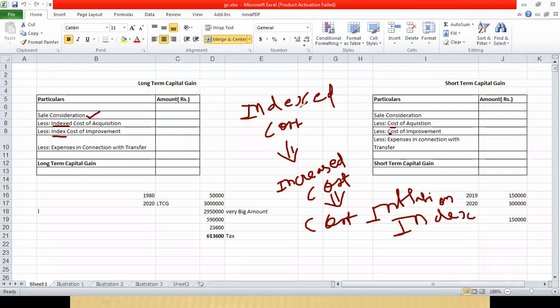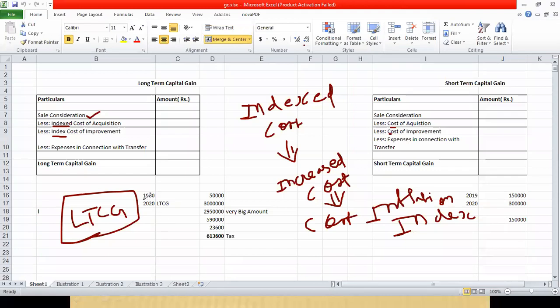So this benefit will be available only for long-term capital gain, not for short-term capital gain. You should write and keep: indexation benefit is available only for long-term capital gain, not for short-term capital gain. Now, what is the concept of indexation? Let us understand. Long-term capital gain, you know, arises if you are holding a property, for example land and building, for more than 24 months and after that you sell that property.